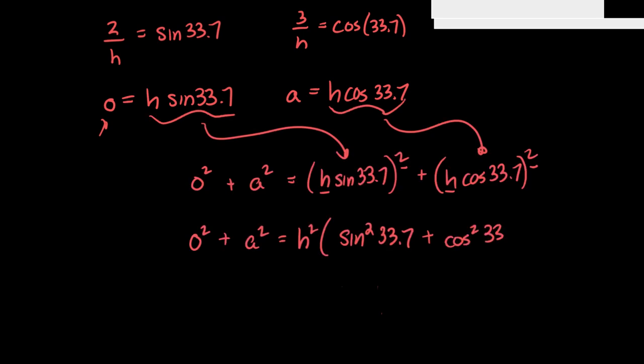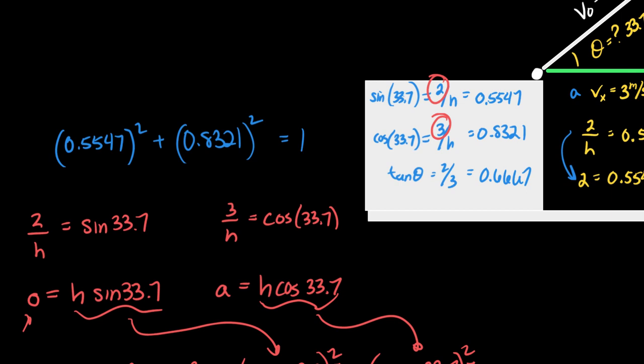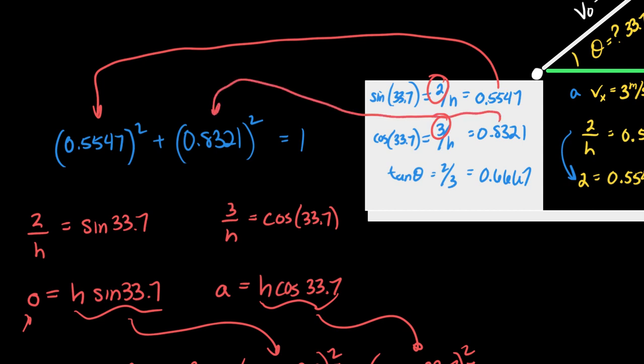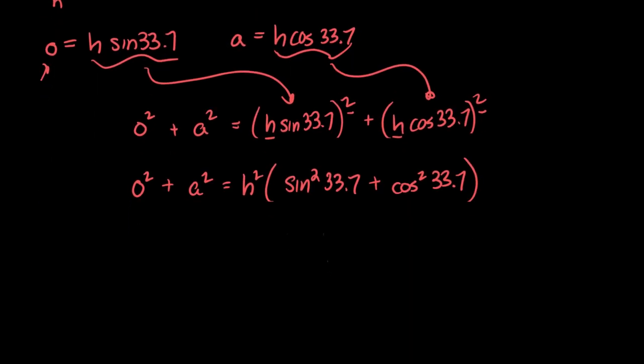And plus cosine squared 33.7. But you guys just showed yourselves, right, that if you take the sine of 33.7, which is 0.5547, and the cosine of 33.7, and square them and add them together, you get 1. Did you notice that? So that means all of this is just 1, right? Has to be. That means that we've proven the Pythagorean theorem, right? Do you think that's true just for 33.7 degrees?